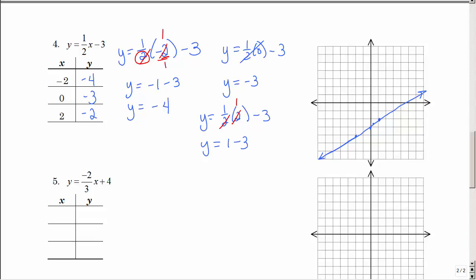What would have been some other easy numbers to pick for x? What about 4 or negative 4 or 6 or negative 6? Anything that 2 would divide into evenly, and then you wouldn't have to plot fractions. But as we learned, we can plot those fractions if we needed to.